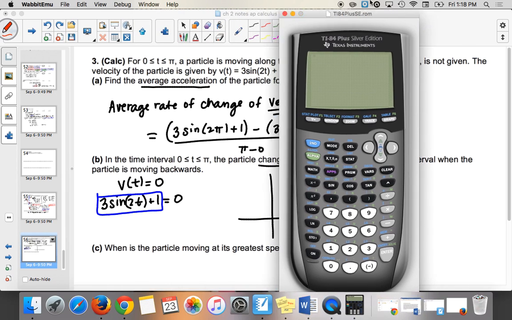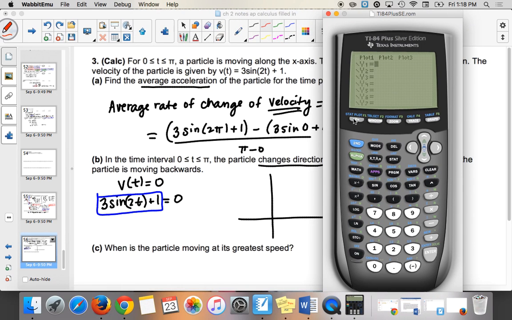Okay, so we go to y equals, and we're going to put in 3 sine of 2x plus 1. I make sure my mode is in radians. I'm good. And then the interval is only 0 to 2 pi, so for my window, I'm going to change it now. I'm going to make my x min 0 and my x max pi. So I'm good there. Then I hit graph.